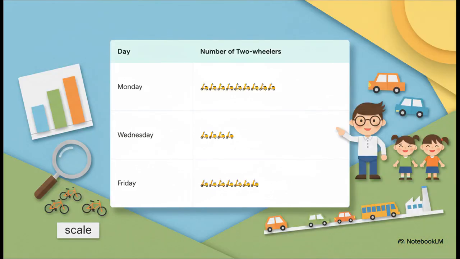Okay, here's our first practice problem. We have a pictograph showing two-wheelers. Now, tell me, what is the first thing you must always look for in a pictograph? Yes, you got it, the scale. Always look for the scale. In this one, little scooter picture means 3 two-wheelers. Never, ever forget the scale.